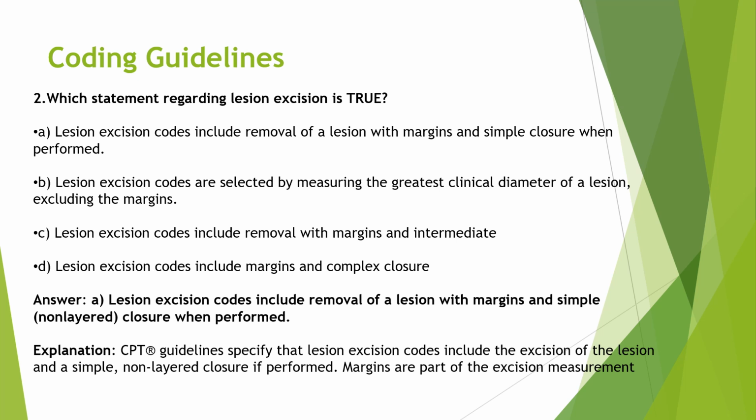Coming to this question, the option says the lesion excision code includes removal of the lesion with margins. When we are coding excision of a lesion, please remember it always includes the lesion size in centimeters and the margin. We measure both the margin and the lesion, and then assign the code. By seeing the options here, option A is correct: lesion excision code includes removal of lesion with margin and simple closure when performed. So excision plus simple repair, we don't code simple repair separately. Simple repair is a component of excision.